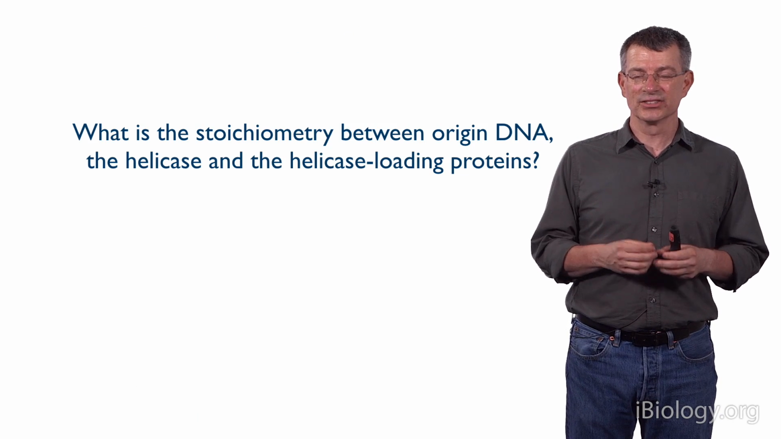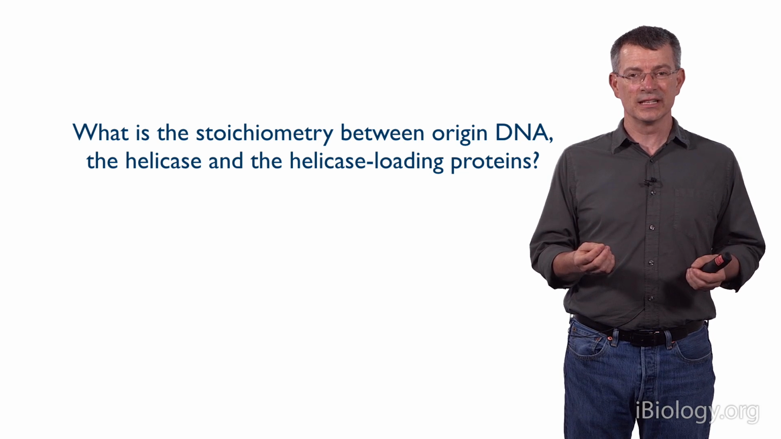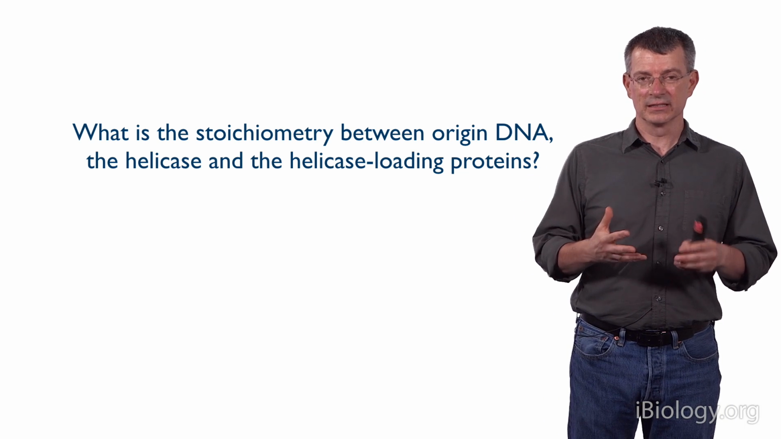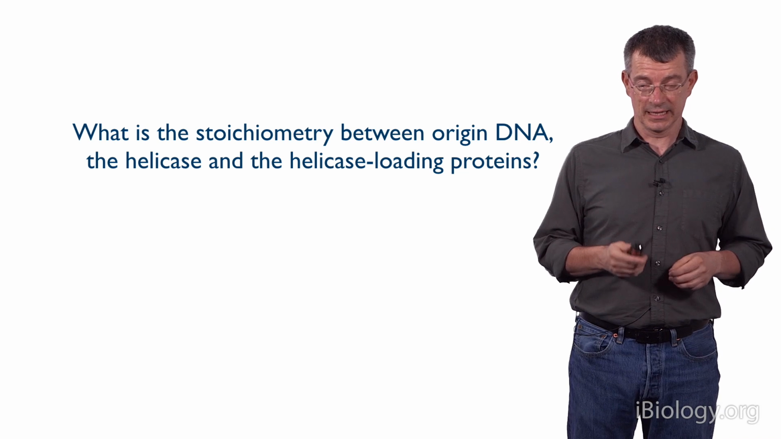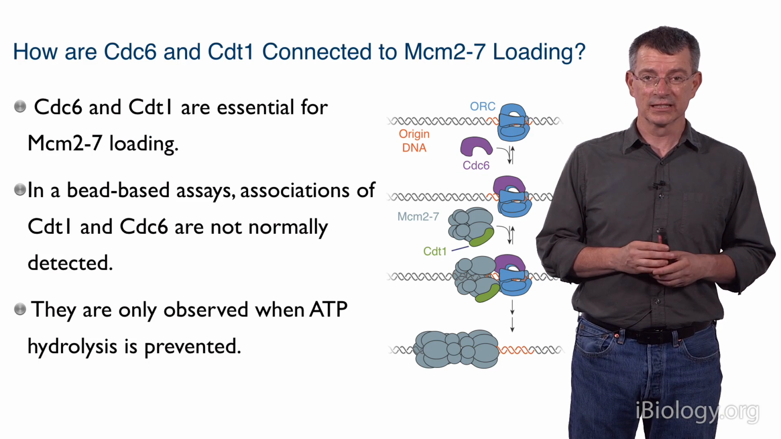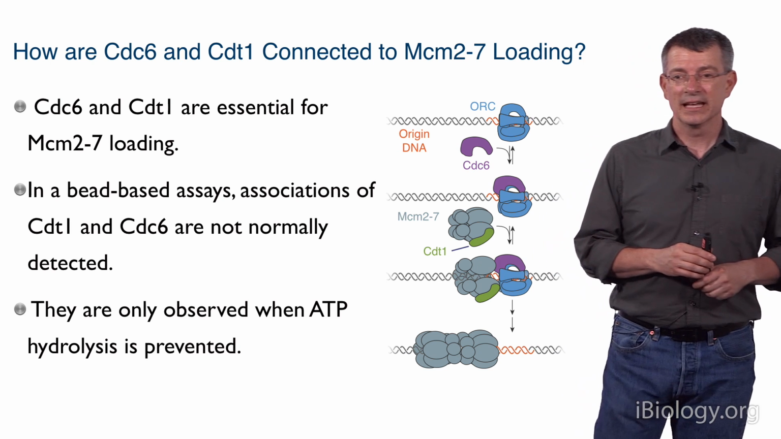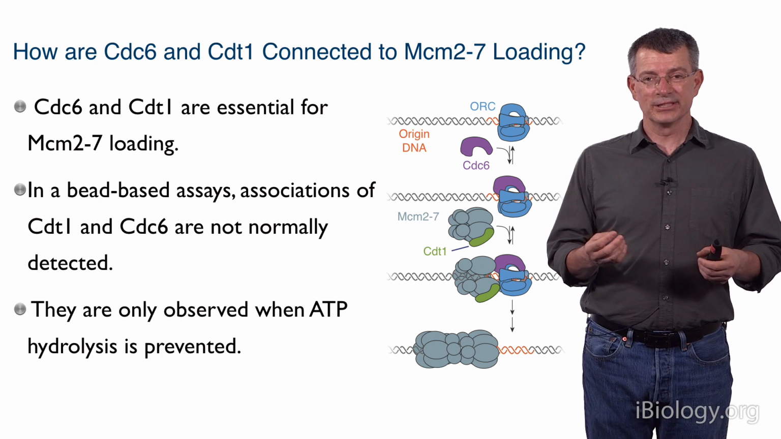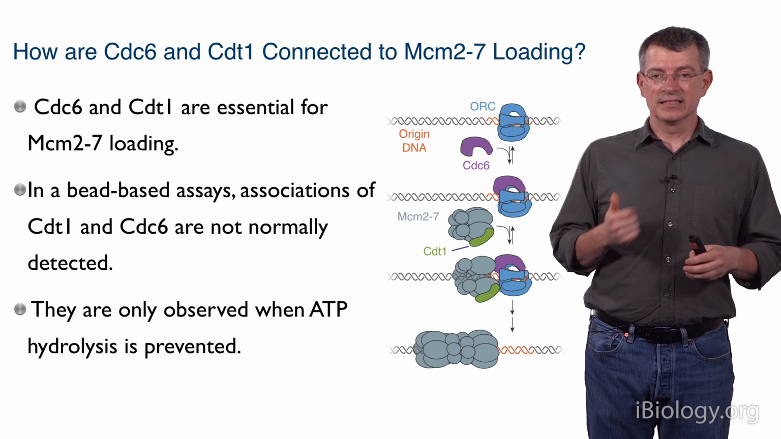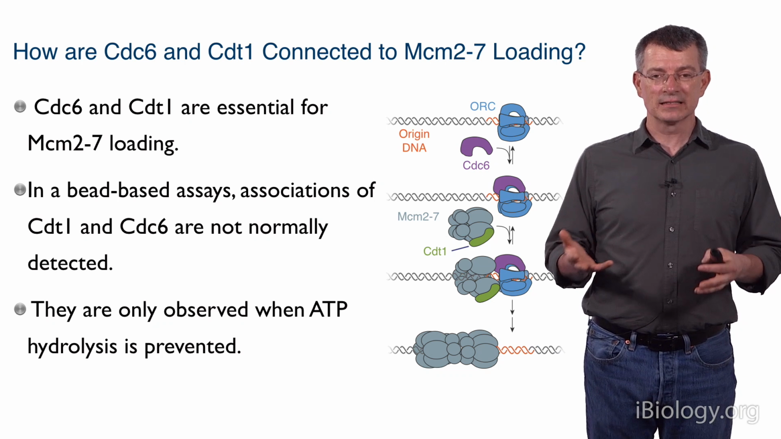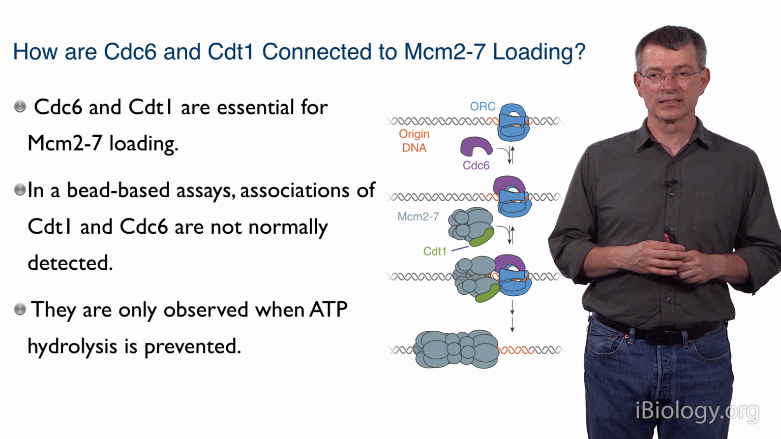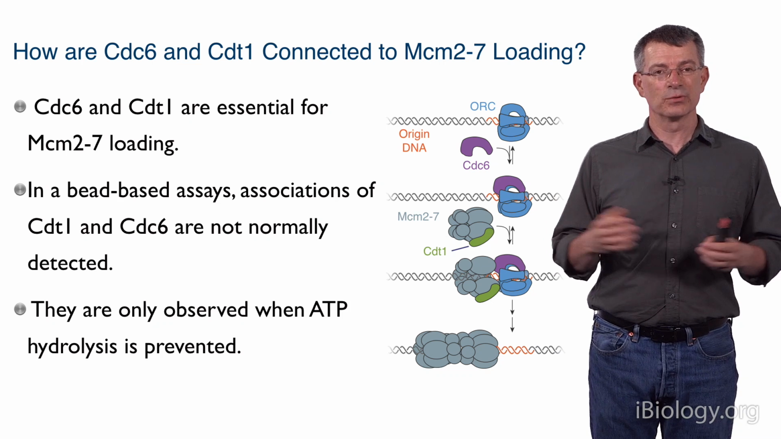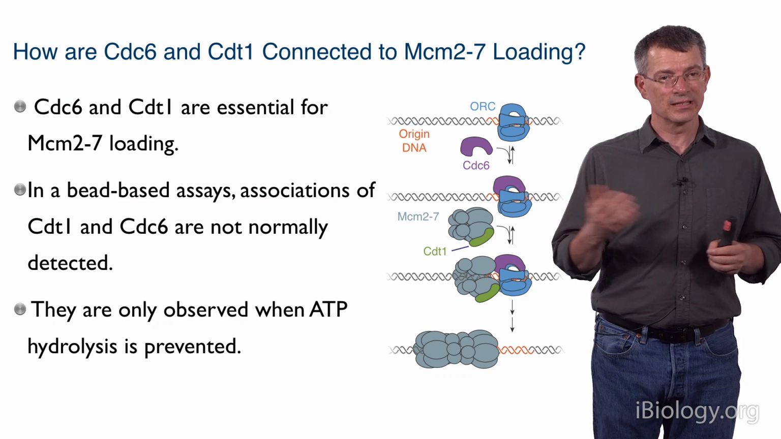So the first thing I want to address is the stoichiometry between the origin DNA, the helicase, and helicase loading proteins. So to do this, we took advantage of the ability to label two different proteins and monitor the DNA at the same time. And we focused initially on CDC6 and Cdt1. The reason for that is that we knew CDC6 and Cdt1 were essential for MCM loading. However, in bead-based assays, the association of these proteins was essentially not detected unless we inhibited ATP hydrolysis and stopped the reaction at this OCCM step of the reaction. Otherwise, it was as if they were never there. And we knew they had to be there because they were essential for the reaction.